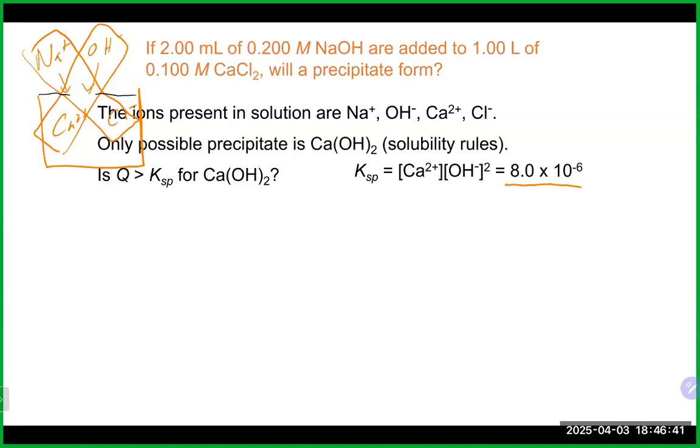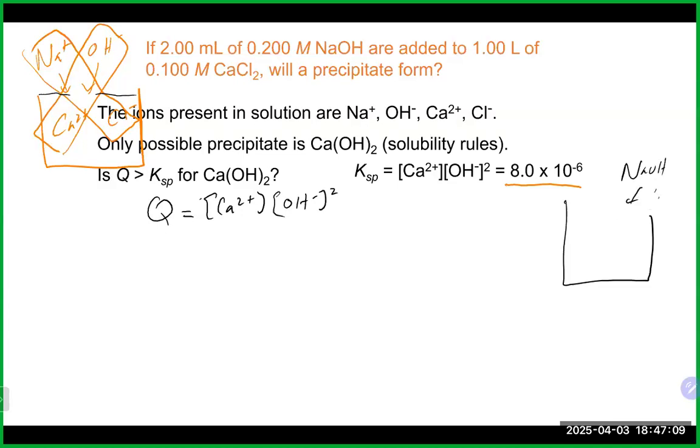Okay, so let's take a look. Again, in this case, what we're looking to compare is Q versus the KSP. Q is calculated the same way as our KSP, so since they gave it to us, it would be our calcium and our hydroxide squared. We want to make sure that since we are putting the sodium hydroxide and our calcium chloride together in a beaker, we get the concentration when they mix. So that's a little M1 V1 equals M2 V2 action you could do here.